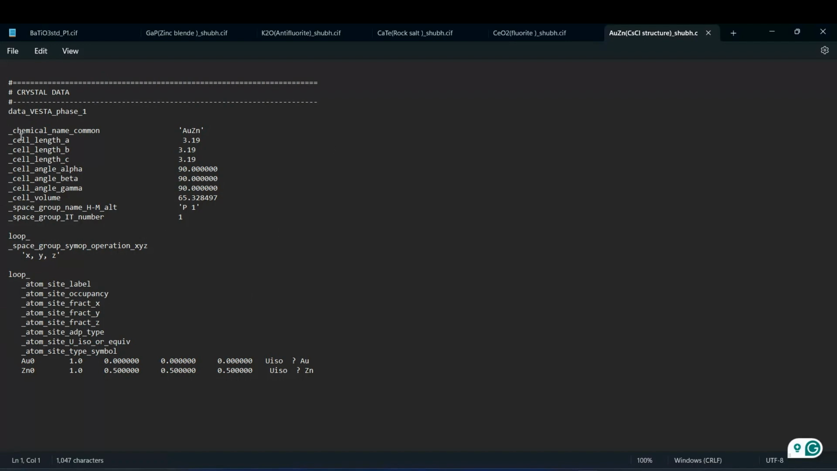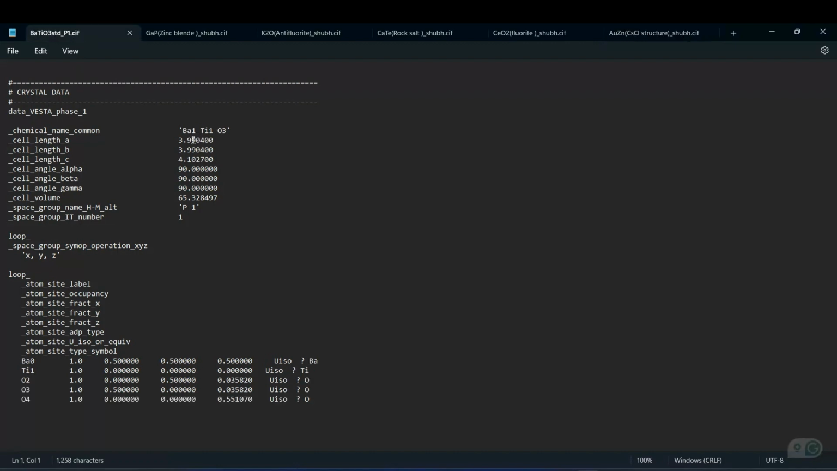First, the chemical compound we are given is BaTiO3. The chemical common name is Ba. Ba is one atom, Ti is one atom, and we have three oxygen. And these are the cell parameters: a, b, c, and alpha, beta, gamma. We have provided the data.